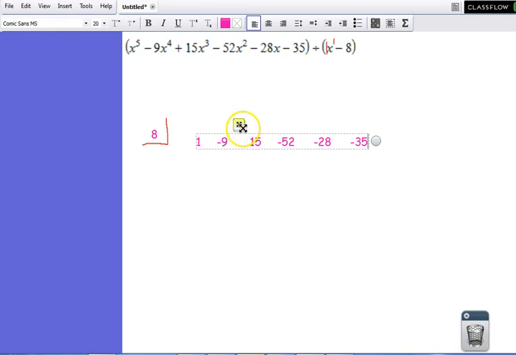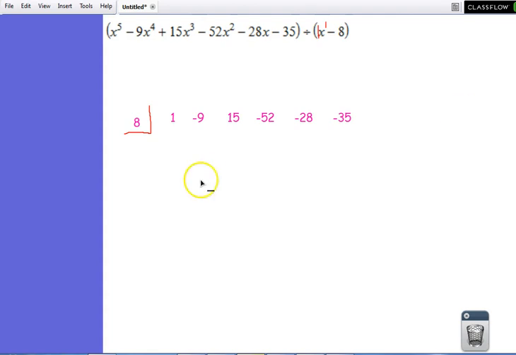Now, what happens here? The first number drops straight down. Straight down in the problem. Now, when that happens, I then have a little work to do.